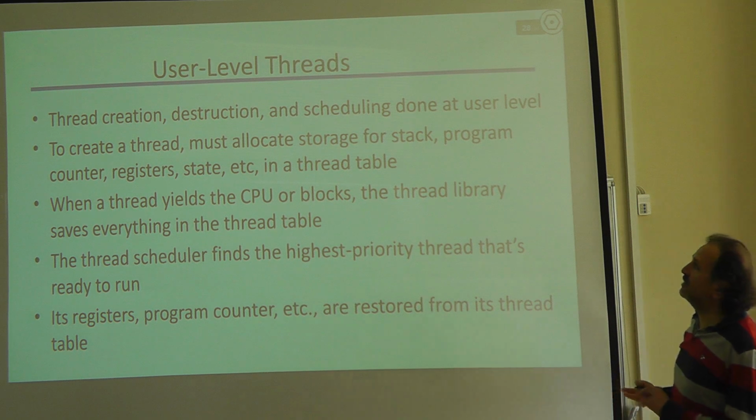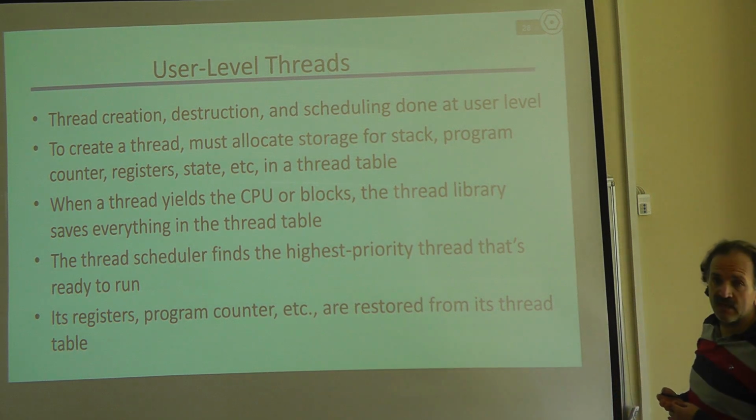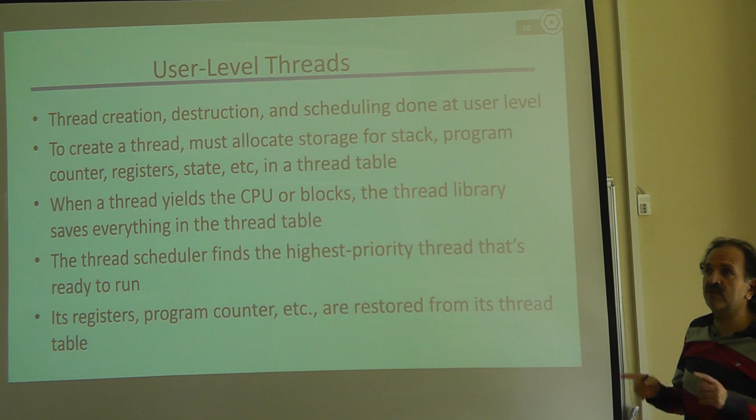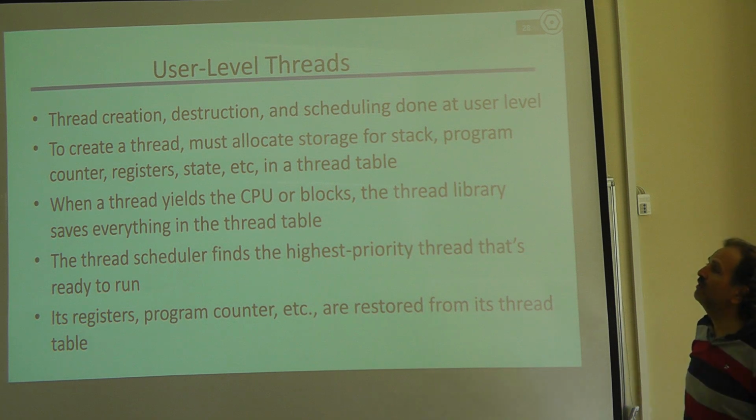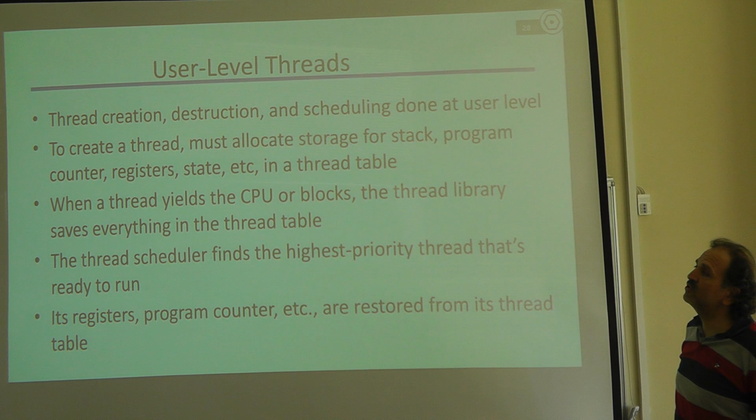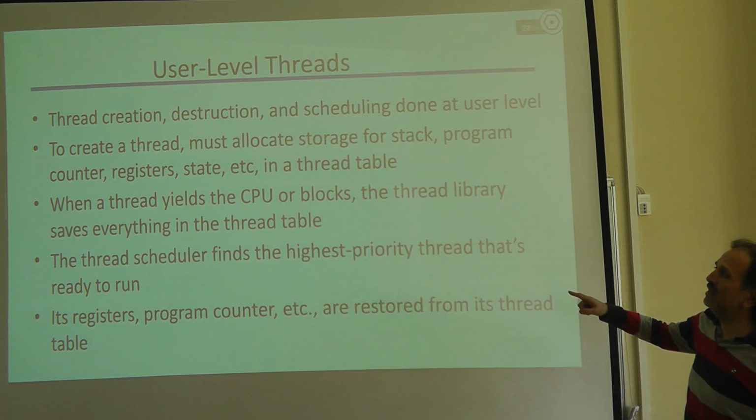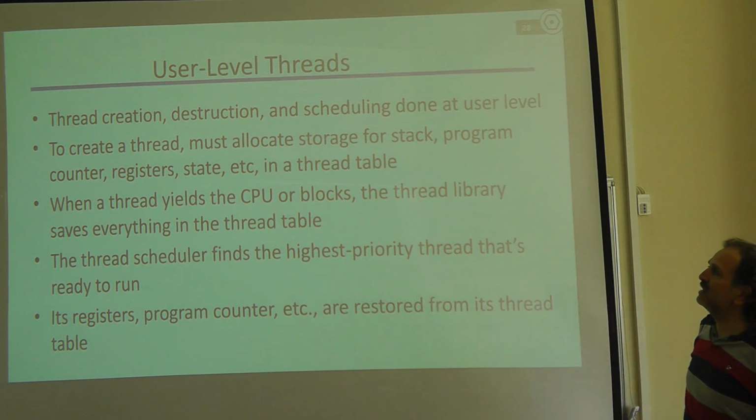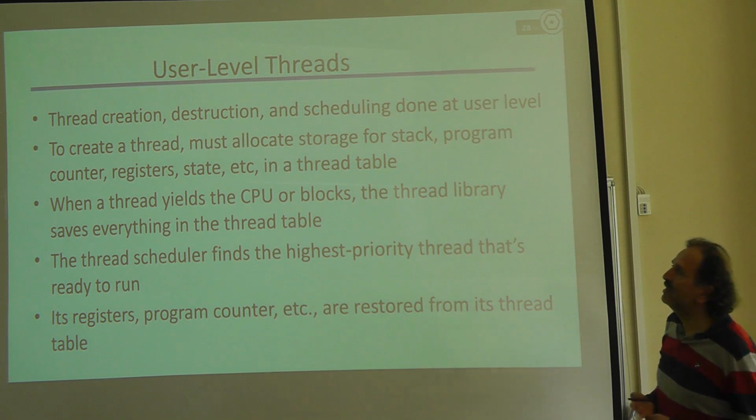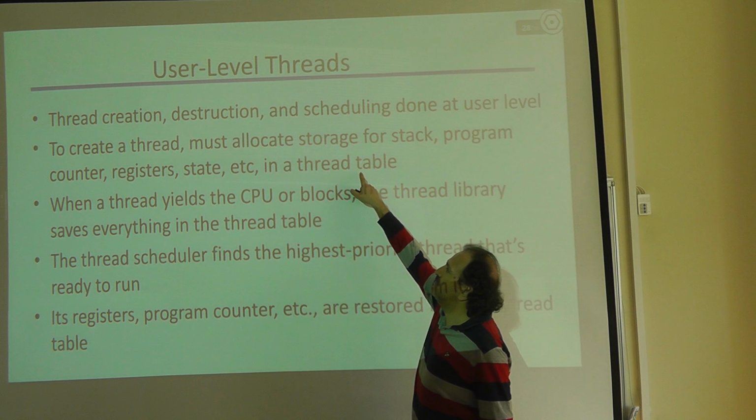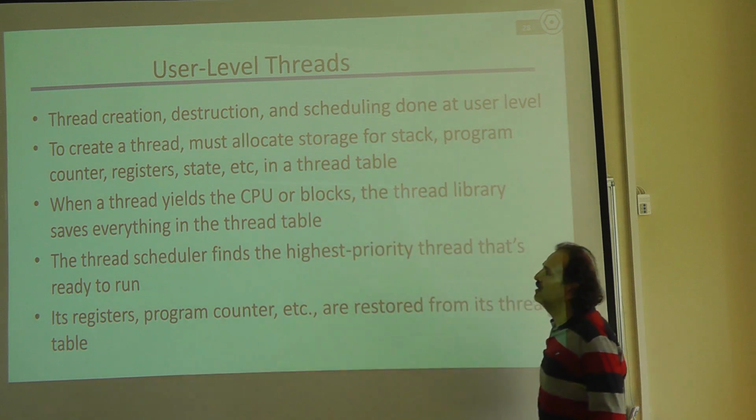Thread creation, destruction, and scheduling are done at the user level, including the scheduling. Which thread is going to work, which thread is going to sleep, which threads are blocked. They are all managed in the user space without any kernel help. To create a thread in the user space, you must allocate storage for stack, program counter, registers, state, etc. in a thread table. This is where you keep your thread table in the user space.